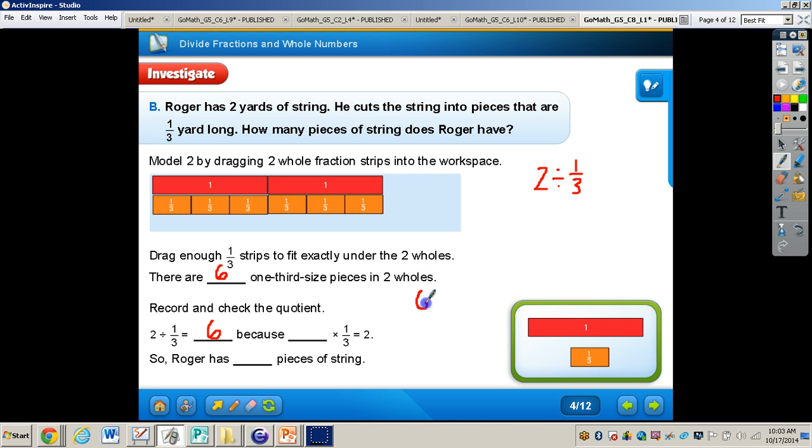If we take 6 over 1 and multiply that by 1/3, that's going to give me 6 over 3, which equals 2 wholes. So we know 2 divided by 1/3 equals 6 because we know that 6 times 1/3 equals 2. So Roger, we can see, has 6 pieces of string.